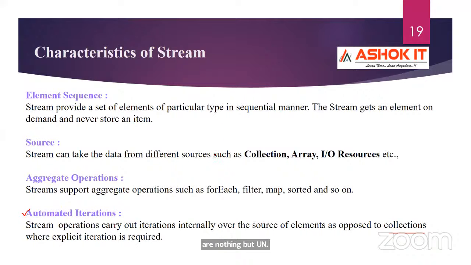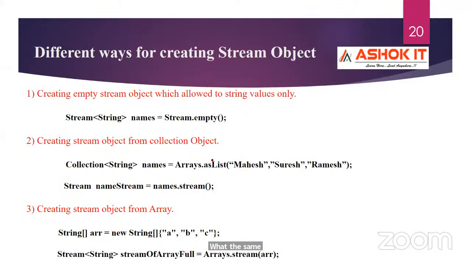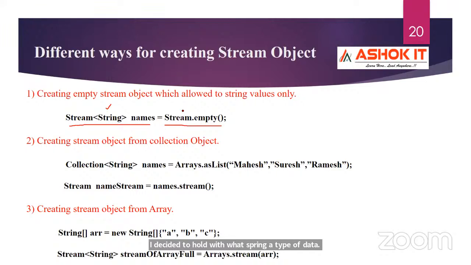Next, these are the different ways to define the stream object. Stream.empty, which will return a stream of objects, but I decided to hold String type of data. The Stream.empty method gives you an empty stream object, decided to hold String type of values.